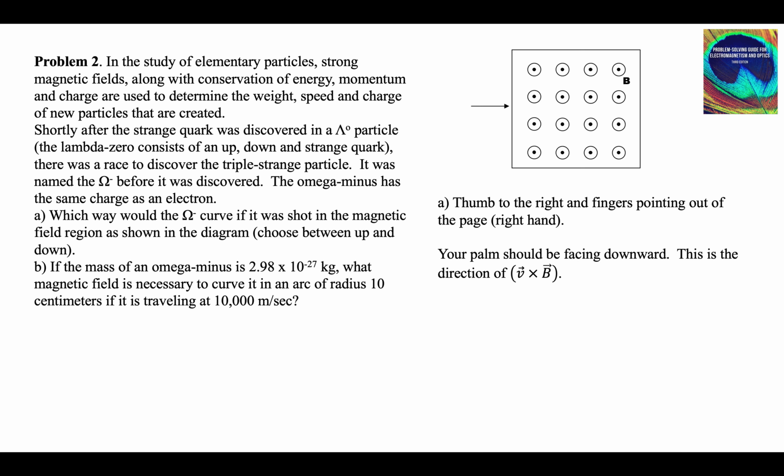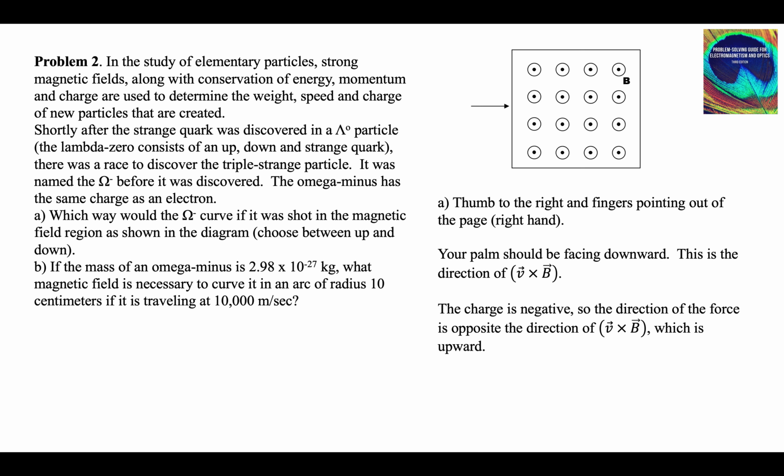The omega minus is negative, which means the magnetic force is upwards, so it's going to curve upwards. And of course, since the direction of the velocity is changing, the direction of the force is going to change. Initially, it's upward, but it's always perpendicular to the velocity, and thus a central force.